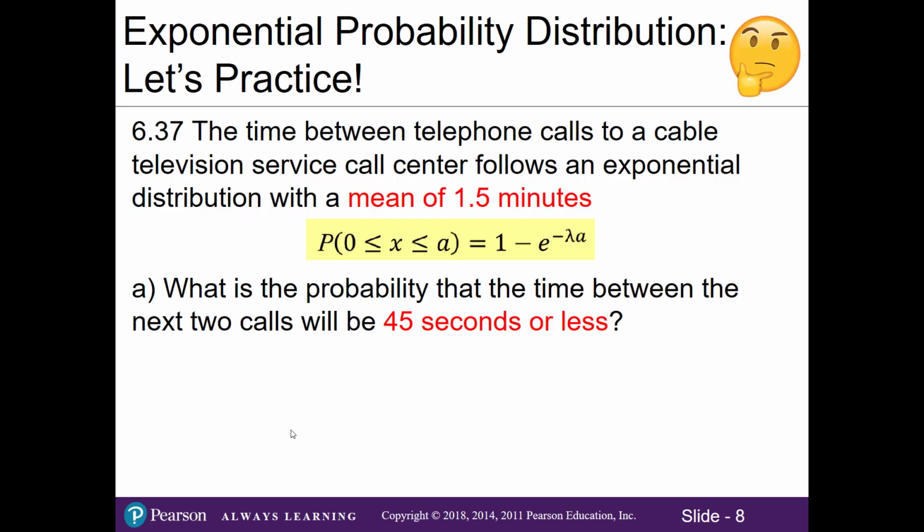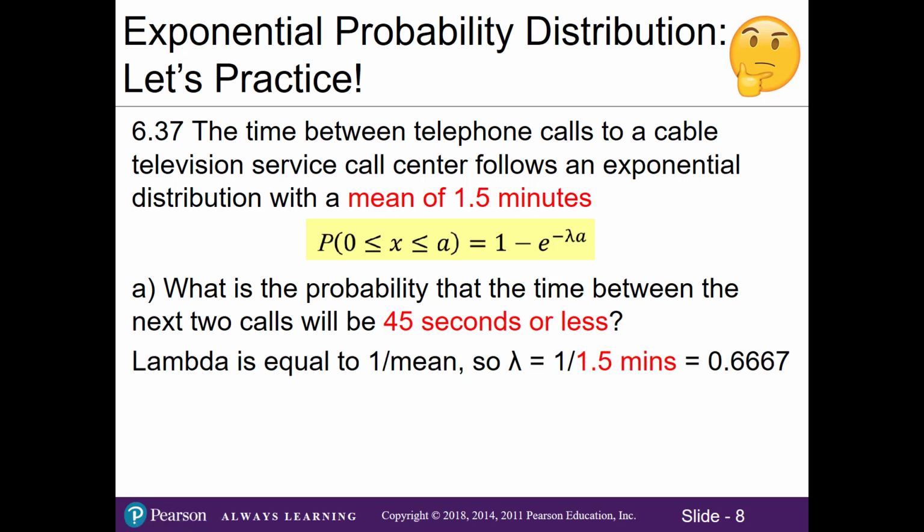Problem 37 in the textbook. The time between phone calls to a cable television call center follows an exponential distribution with a mean of 1.5 minutes. So here's my formula. Part A asks, what is the probability that the time between the next two calls will be 45 seconds or less? So first we have to figure out what is our lambda.